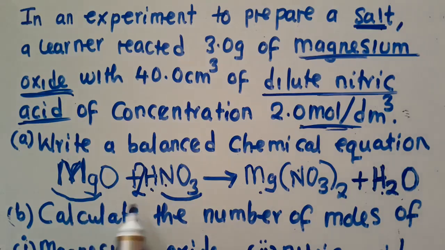So a balanced equation is like this. Together with a 2, you need to put a 2 there. This is a balanced chemical equation. We move to the next one.